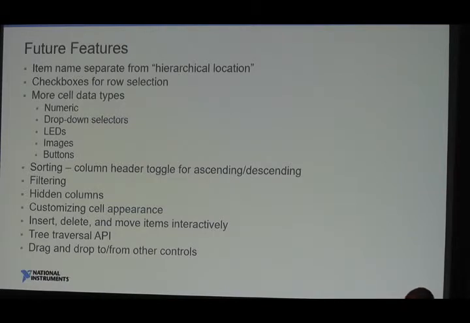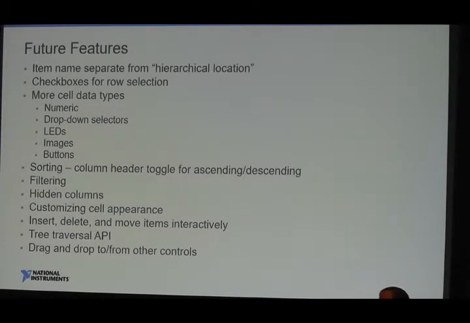We have row selection for the tree. We know we want to add another mode that lets you do checkbox selection, which is especially useful when you're selecting multiple items. We want to support more cell data types. Now, the data grid already supports some of these, like numerics. The tree in 3.1 only supports text, string data type. We know we want to be able to do sorting and filtering built into the tree. This is another thing that people have asked for in the LabVIEW tree that we haven't provided.